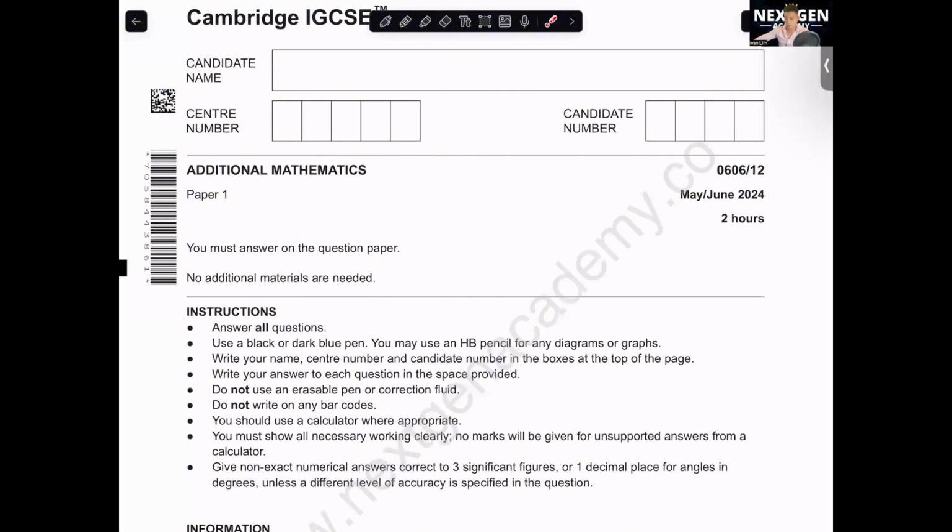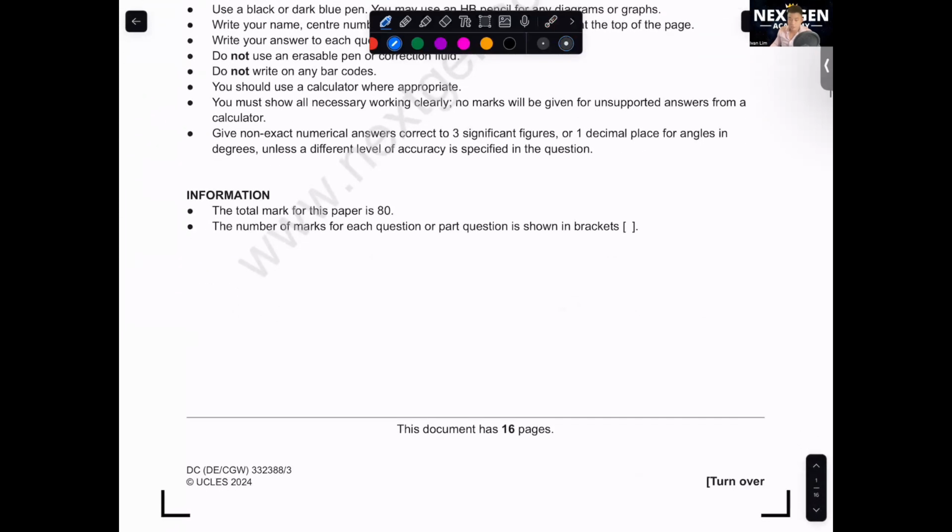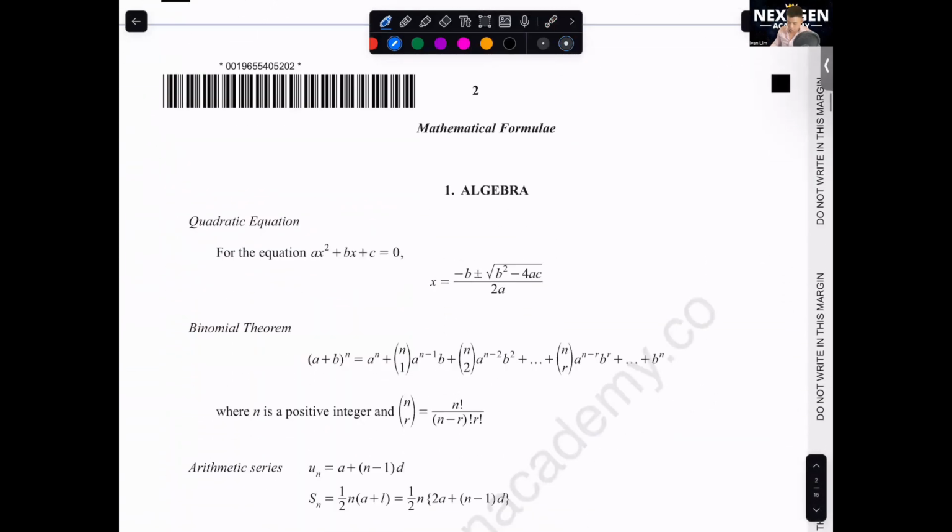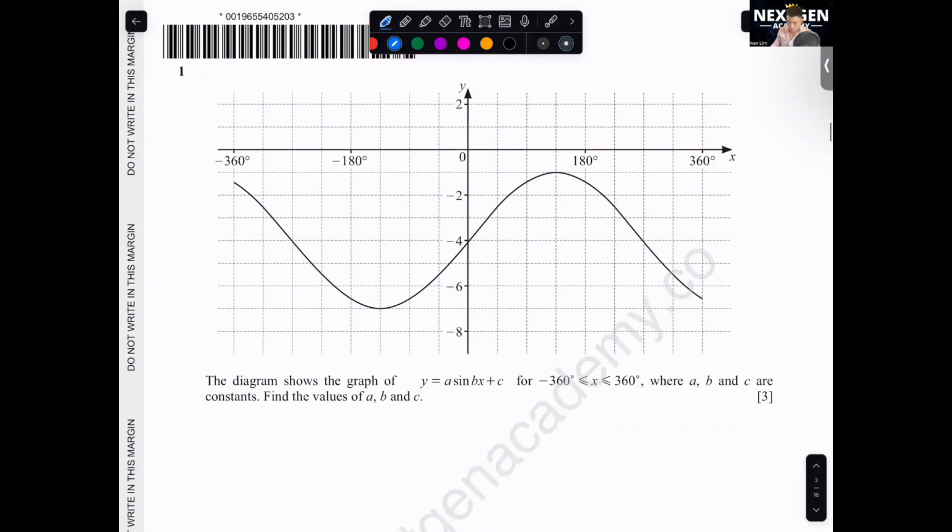All right. Okay, welcome back, my NextGen family. Today we are going to go through this paper, which is May-June 2024, paper 1-2. Okay, I won't go through these instructions. Let's jump straight to question number 1.